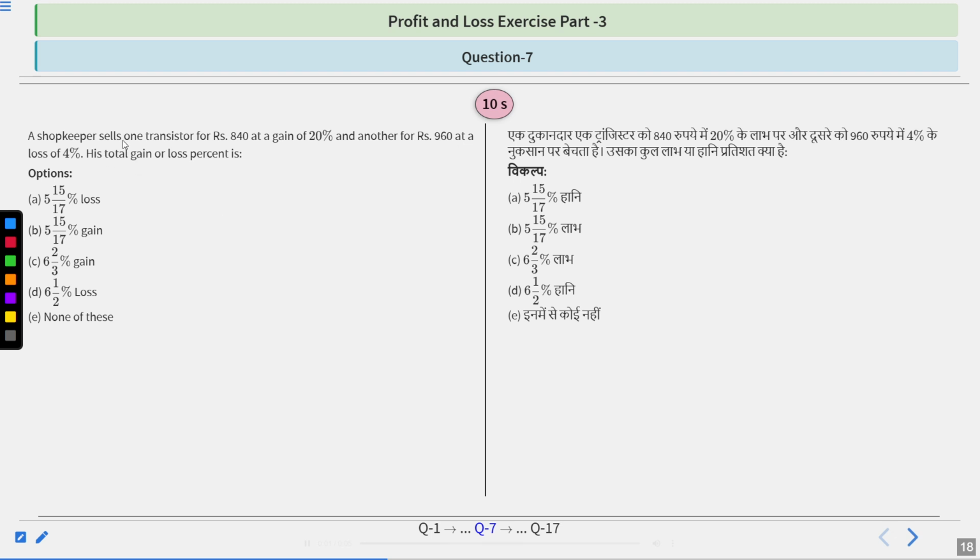A shopkeeper sells one transistor for rupees 840 at a gain of 20% and another for rupees 960 at a loss of 4%. His total gain or loss percent? You have 5 options and 10 seconds to analyze the question. Your time starts now.